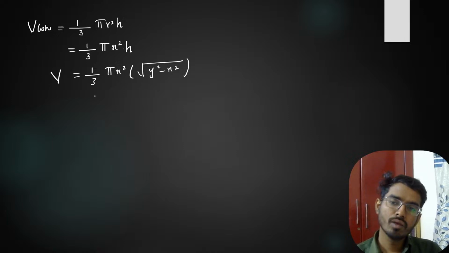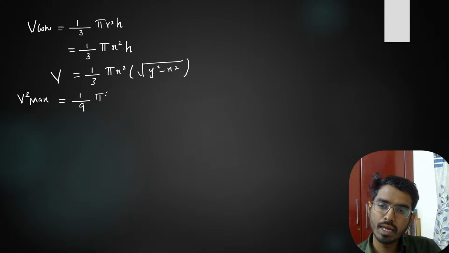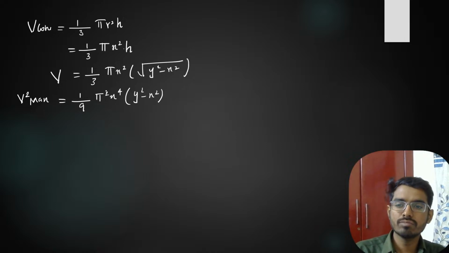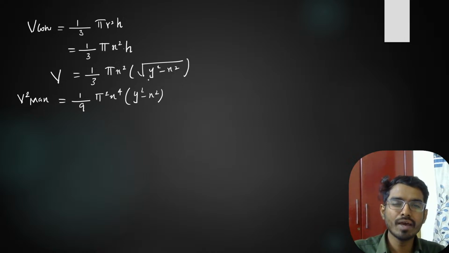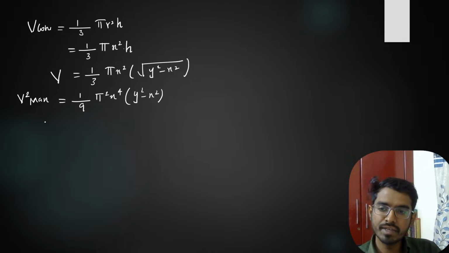This is our v. So instead of maximizing v, we will maximize v square, right? v square will be maximum. So 1 by 9 pi square x power 4 into (y square minus x square), right? v square maximum means v will be maximum because x and y are greater than 0 here. In order to avoid this square root, I'm just finding the maximum value of v square. Okay, so 1 by 9 pi square x power 4 (y square minus x square). We will maximize this, right?